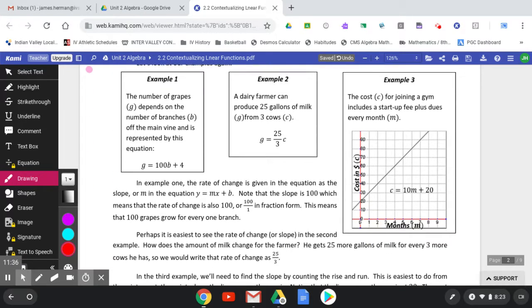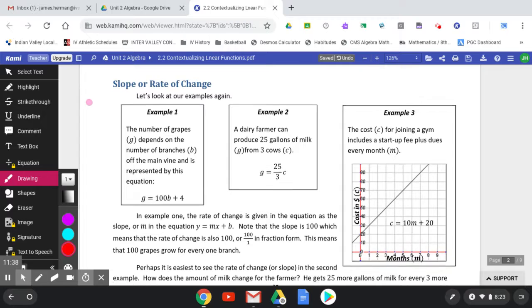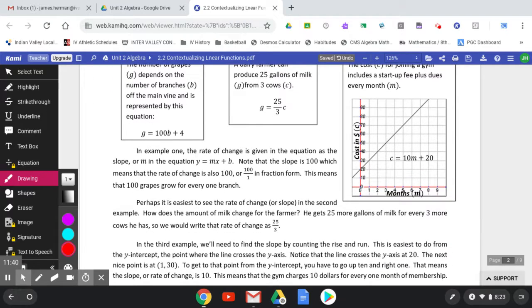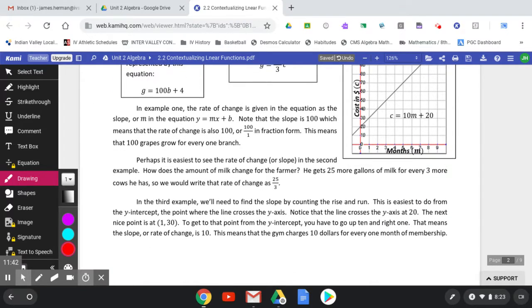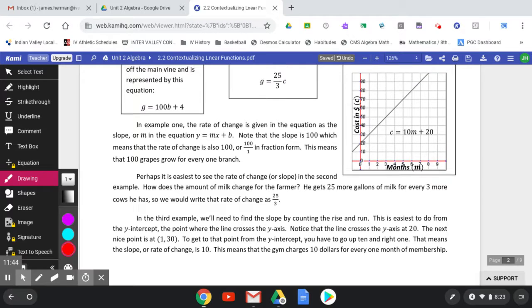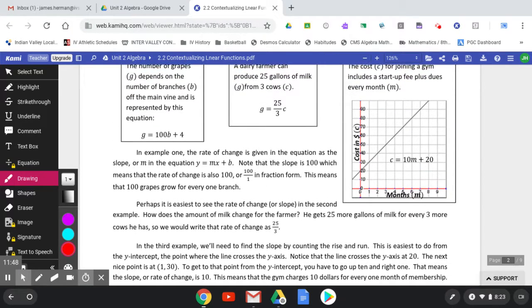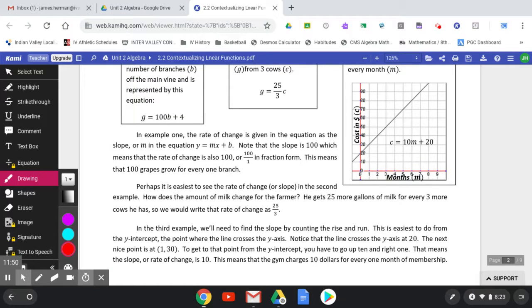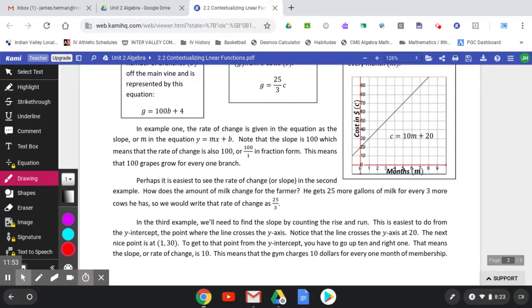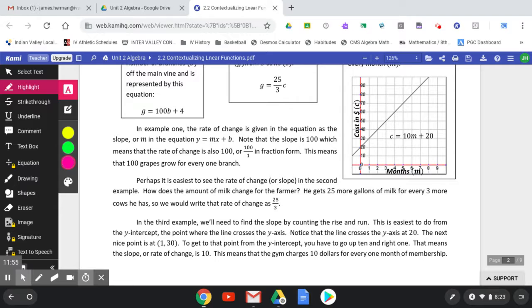Anything else? How about the next section? Slope or rate of change? Something somebody highlighted there. Don't everybody speak up at once. Emily? 100 grapes grow for every one branch. That's my rate of change. Good.